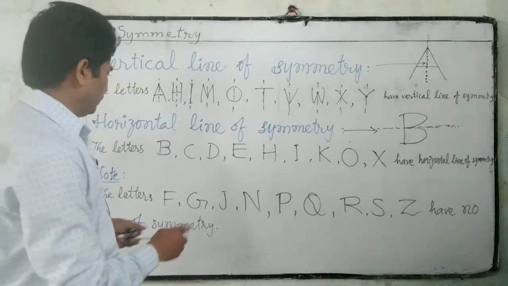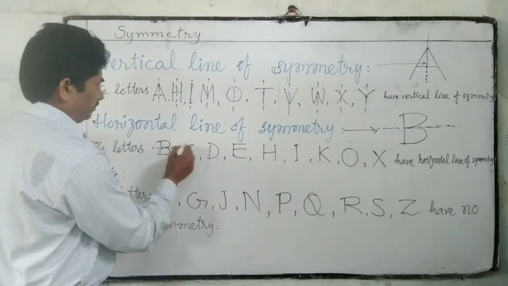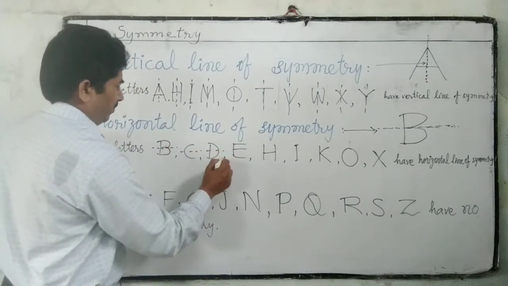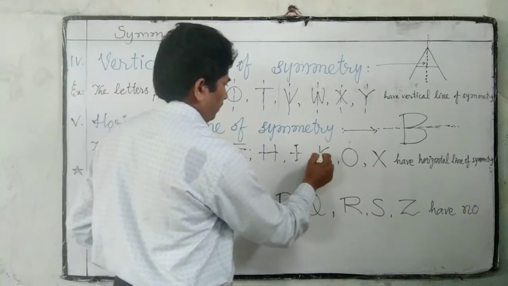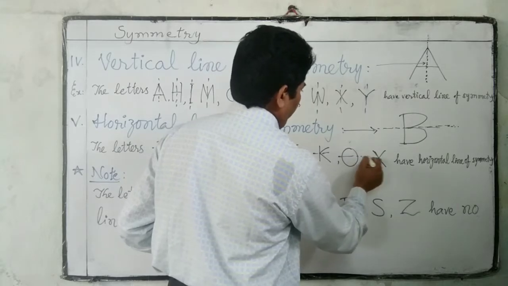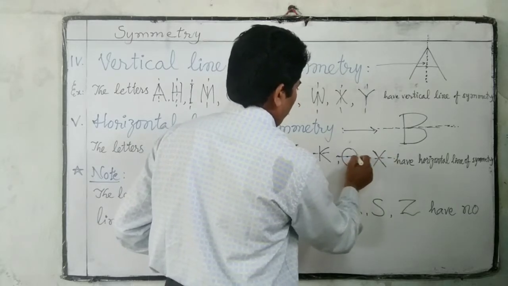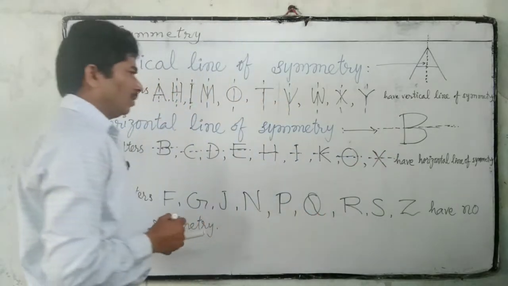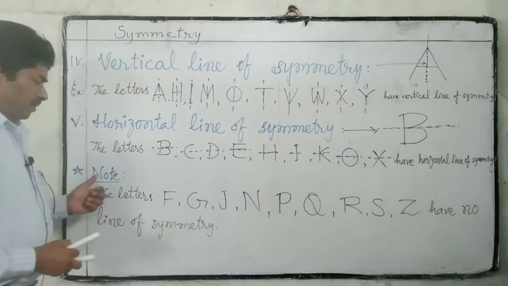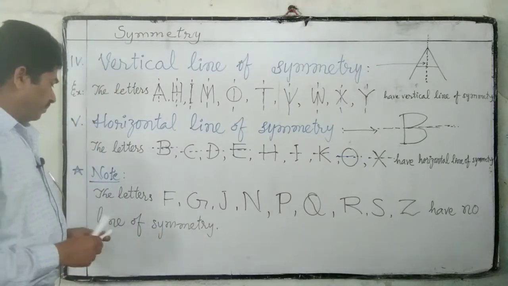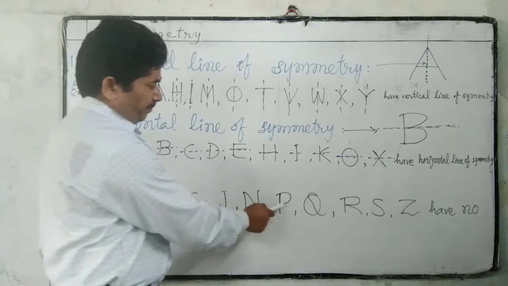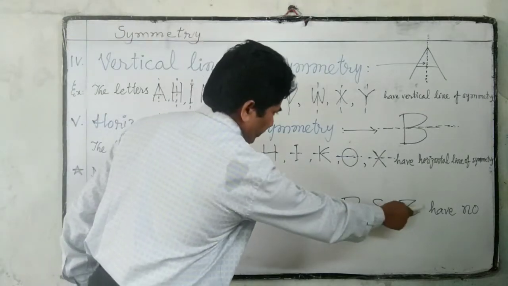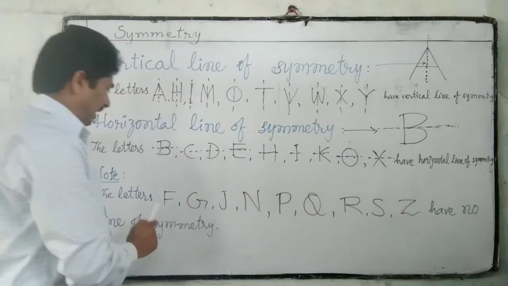Let us check once, from left to right. Here we have a note. The letters F, G, J, N, P, Q, R, S, Z have no line of symmetry.